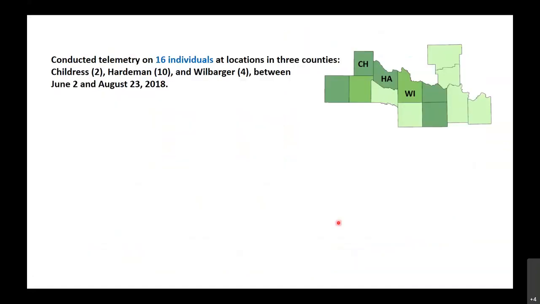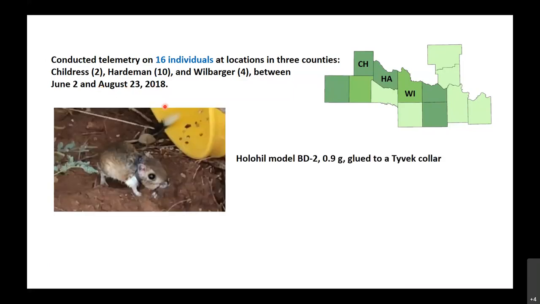Okay, so we conducted this telemetry on 16 individuals located in these three counties, one location in each of the three counties with this number of individuals tracked between these dates. The radio transmitter was a Holohil model BD2, and importantly, very lightweight, so 0.9 grams. And doing radio telemetry, the lighter the attached device, the better. So on this rat, you can kind of see that there's a little bit of an antenna here. I think the antenna was maybe only a couple of centimeters in length, but that was good enough.